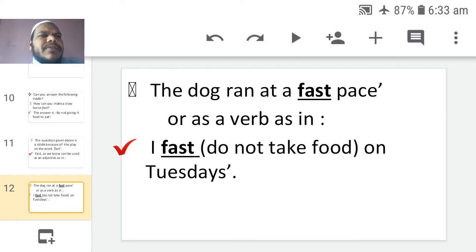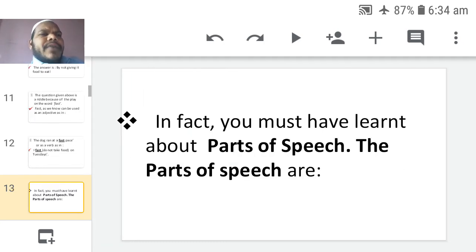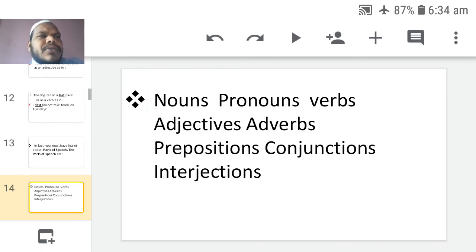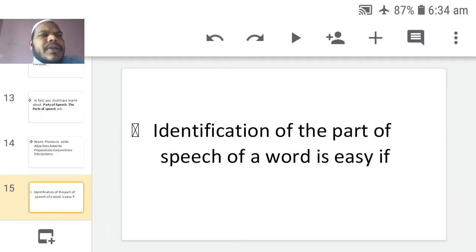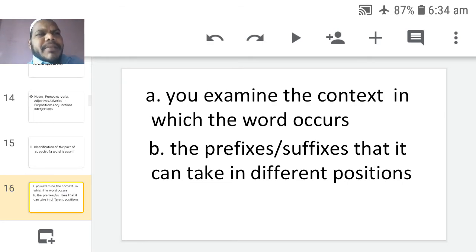on Tuesdays. In the first sentence, the fast is an adjective, whereas in the second sentence, the fast is an action word, verb. In fact, you must have learned about parts of speech. The parts of speech are nouns, pronouns, verbs, adjectives, adverbs, prepositions, conjunctions, interjection. So here identification of parts of speech of a word is easy if we examine the context in which the word occurs, and by seeing the prefixes, suffixes that it can take in different positions.